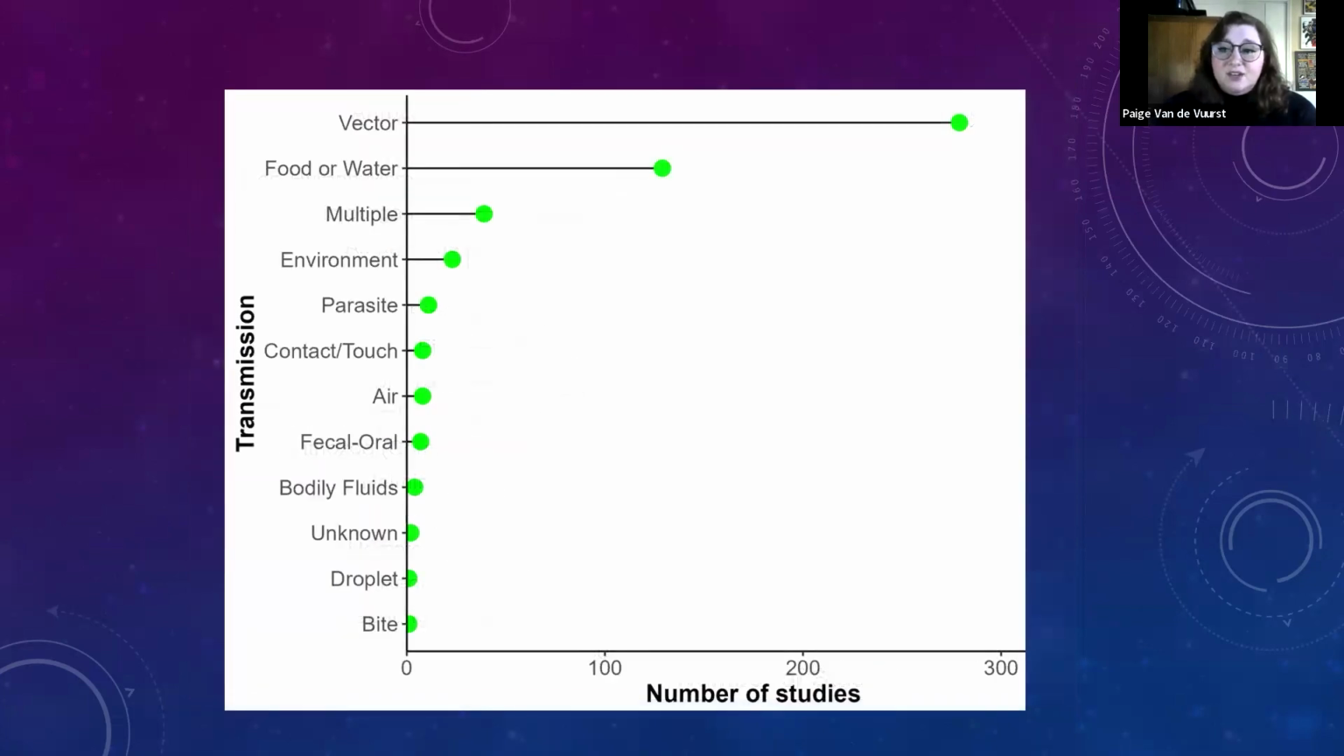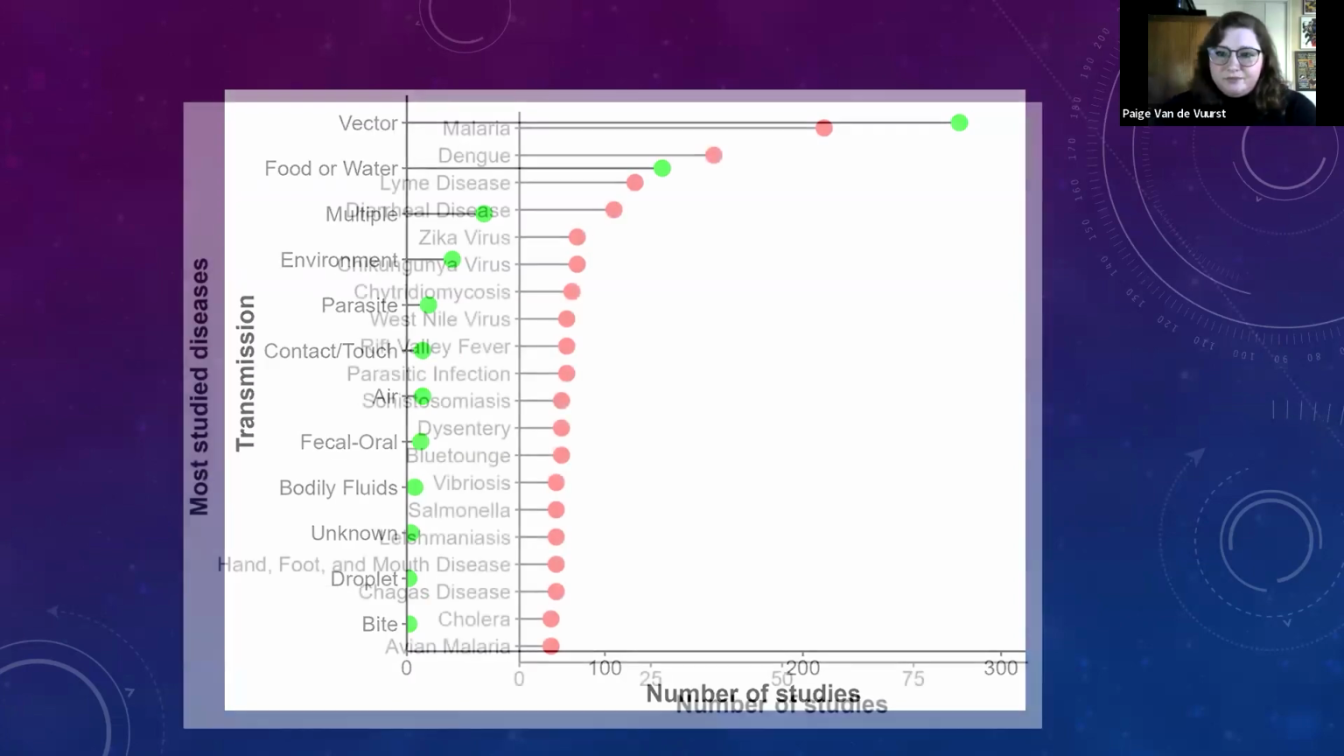We also wanted to look at the transmission types of different pathogens that were being assessed. So are we looking at an emphasis on upper respiratory infections or other types of diseases? And we found that most research during this period was devoted towards vector-borne diseases and food and waterborne pathogens. Other transmission types, such as directly transmitted diseases, those transmitted through fomites or fecal-oral transmission, or environmental exposure, were not as well assessed during this period.